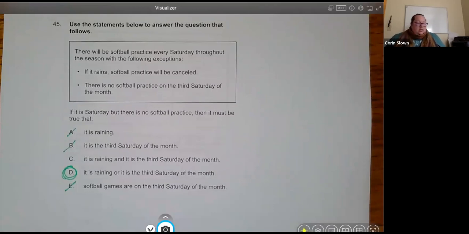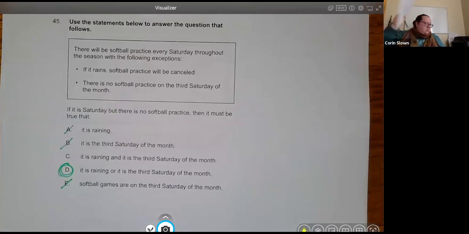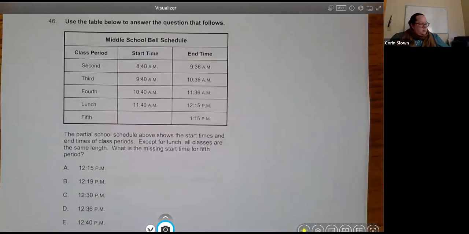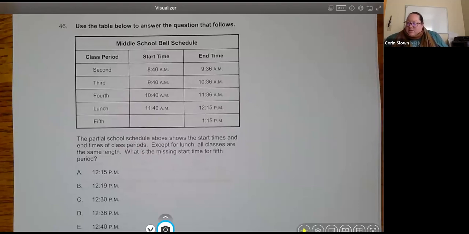All right, let's take a look at number 46. Okay, we're going to use the table below to answer the question that follows. The partial school schedule above shows the start times and end times of class periods. Except for lunch, all classes are the same length. What is the missing start time for fifth period?